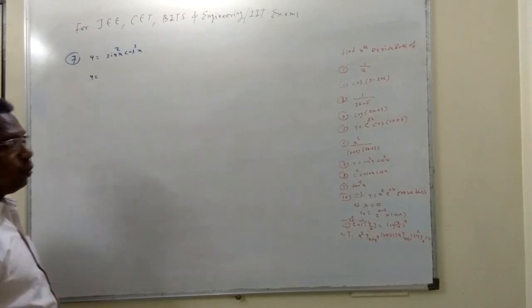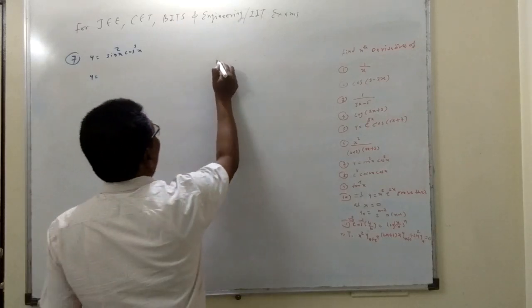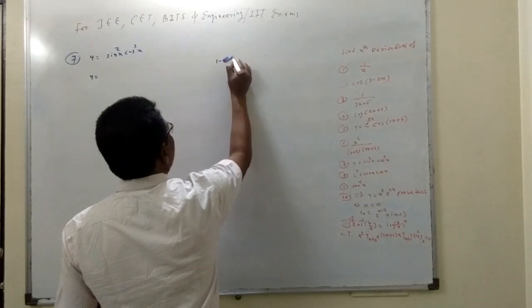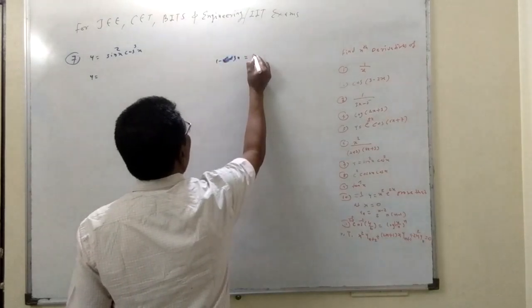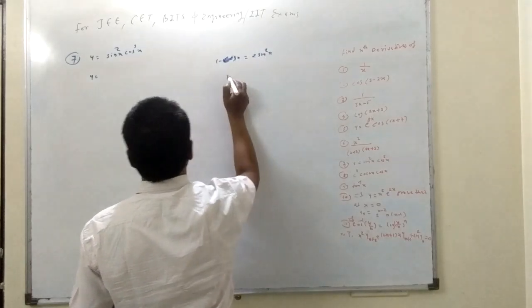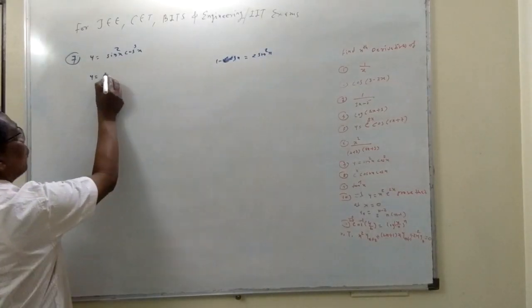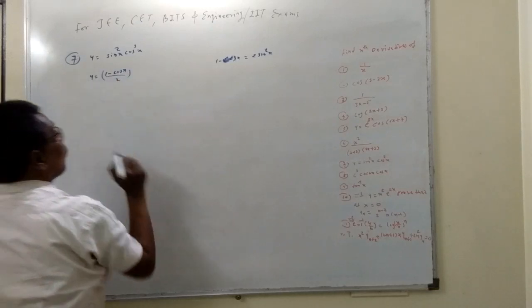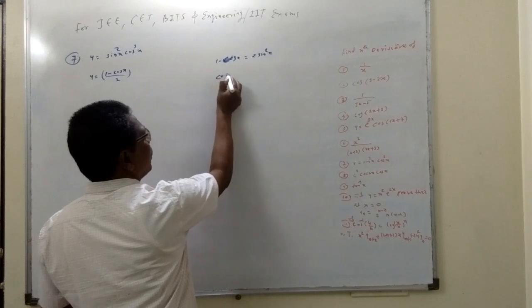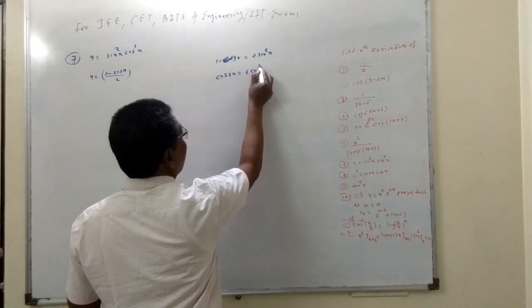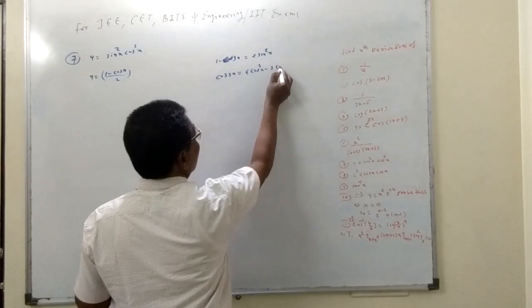Now sin square x. So you know this 1 minus cos x formula for sin square x. So sin square x is 1 minus cos x upon 2. Now cos cube x. So you will recall the formula for cos 3x. So cos 3x is equal to 4 cos cube x minus 3 cos x.